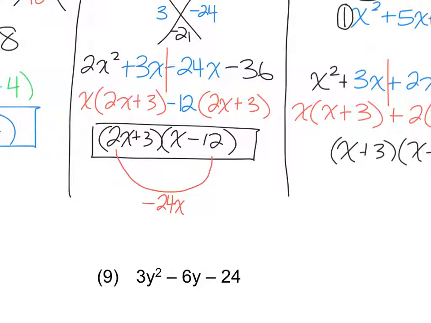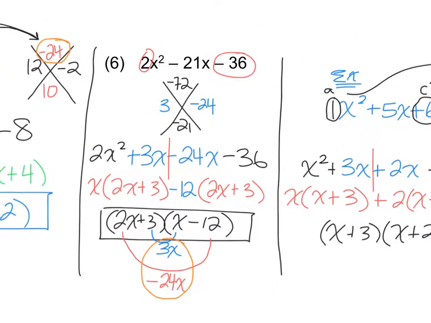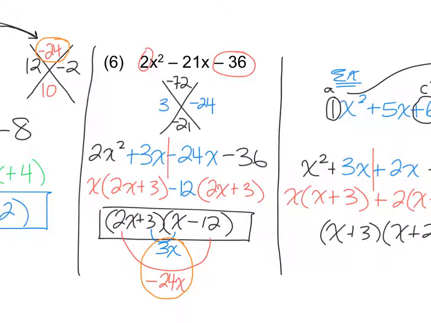And then the two inner terms together. The 3 and the x, I'll do that one for you. 3x. And then just ask yourself, will these two add together to give you the middle term that you started with? Yes. All right, so then you're satisfied that your factors are correct.